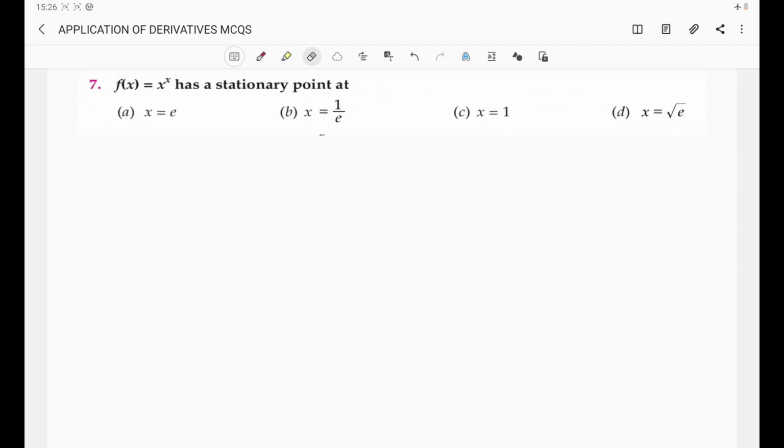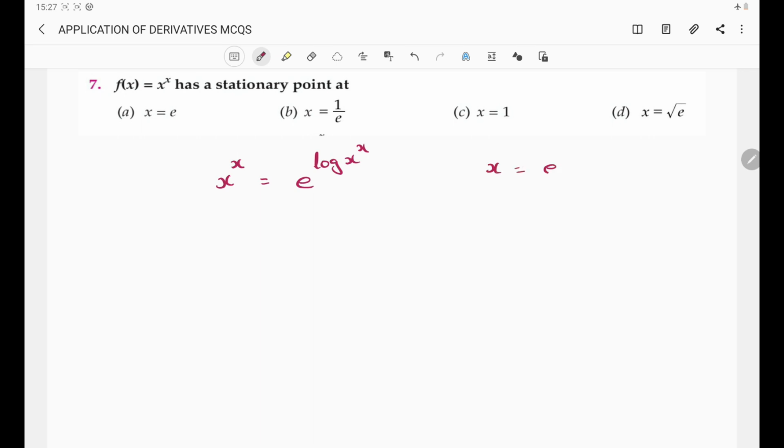Question number 7. f of x is equal to x to the power of x has a stationary point at. So stationary point means the value of x for which f dash of x is equal to 0. So let us see what is the derivative of x to the power of x. So we should understand first of all how to write this x to the power of x.